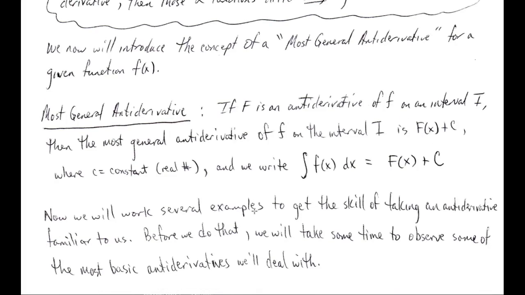So now for our most general antiderivative, of course we're going to call that big F again. If big F is an antiderivative of little f on some x value interval I, then the most general antiderivative of little f on this interval is going to be called big F of x plus c. And so I've just given you a concrete example of this. And this is going to be our alternative notation for saying that we want to take an antiderivative.